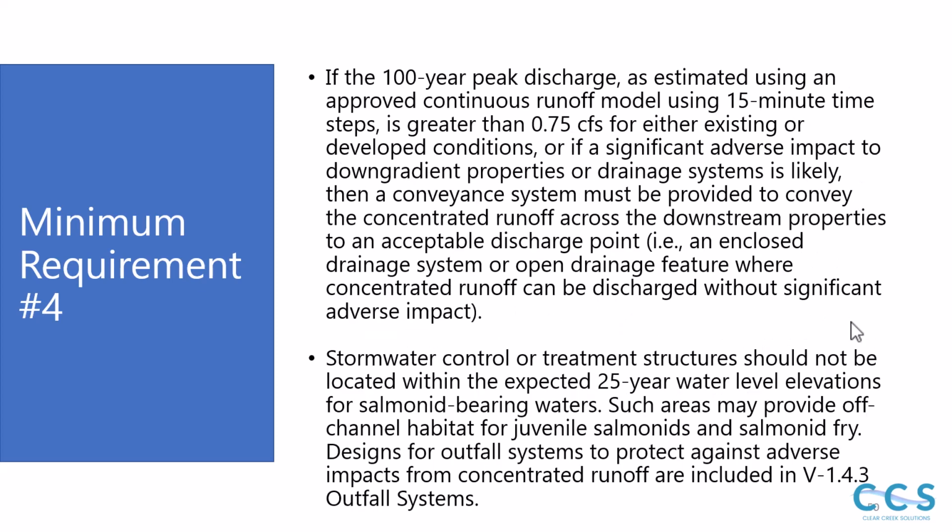If the 100-year peak discharge, as estimated using an approved continuous runoff model, such as WWHM 2012, using 15-minute time steps is greater than 0.75 CFS for either existing or developed conditions, or if a significant adverse impact to downgradient properties or drainage systems is likely, then a conveyance system must be provided to convey the concentrated runoff across the downstream properties to an acceptable discharge point, i.e. an enclosed drainage system or open drainage feature where concentrated runoff can be discharged without significant adverse impact.